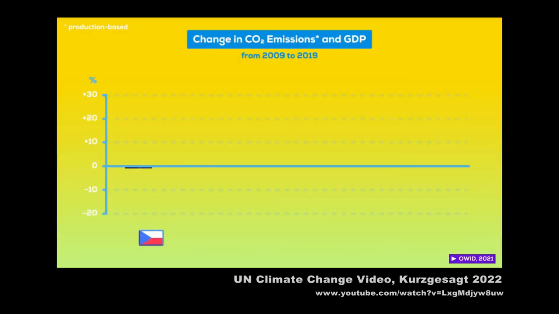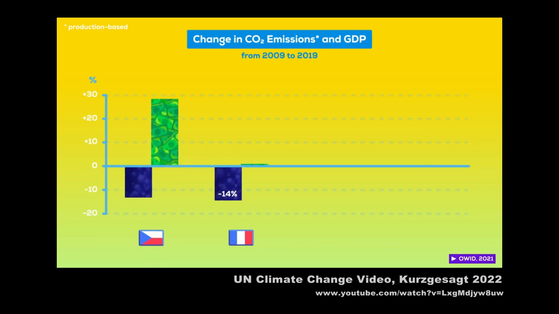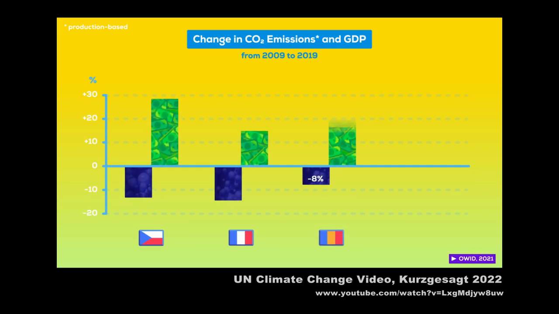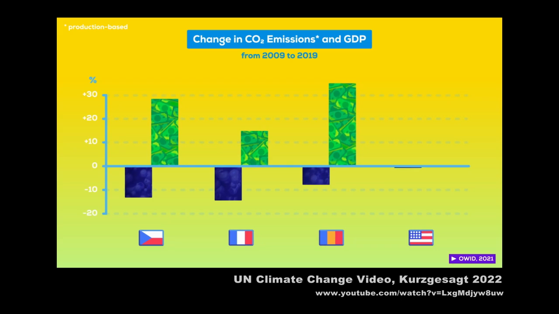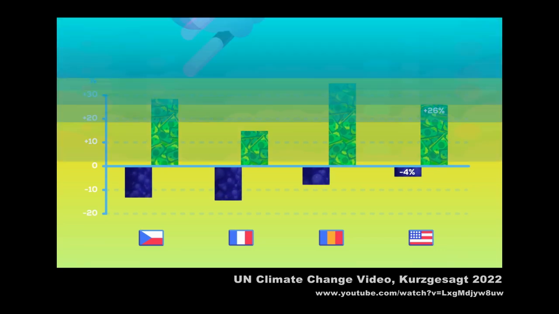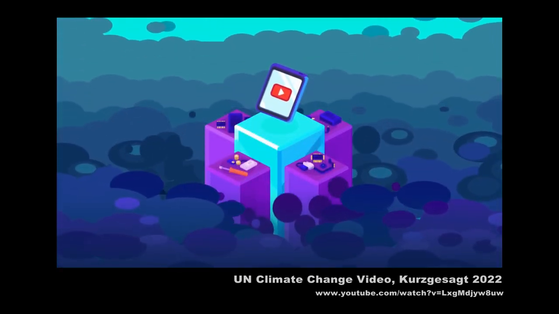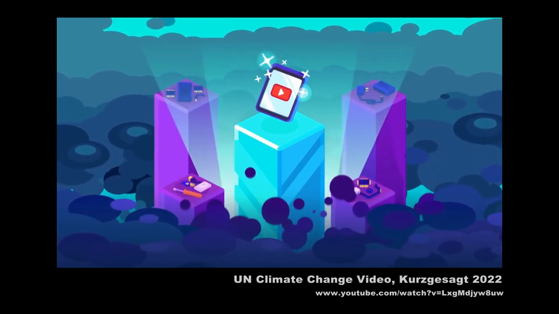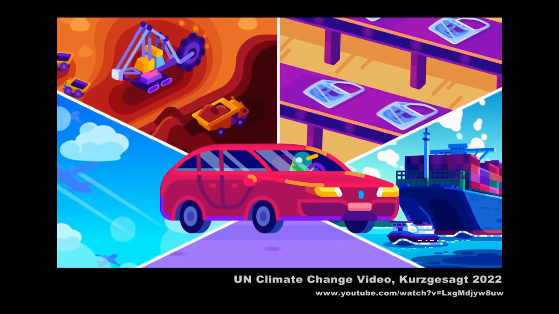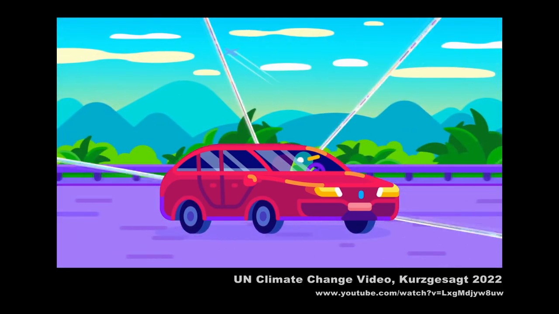Emissions in the Czech Republic dropped 13%, while their GDP grew by 27%. France reduced their CO2 emissions by 14%, while increasing GDP by 15%. Romania saw an 8% decrease and 35% growth. And even the largest economy on Earth, the USA, decreased emissions by 4% while growing their GDP by 26%. Some of you may call this a numbers trick, that rich countries are just exporting emissions to poorer nations by moving the dirty parts of their economies like manufacturing. But even when we account for all of our imported goods, the numbers still look positive.